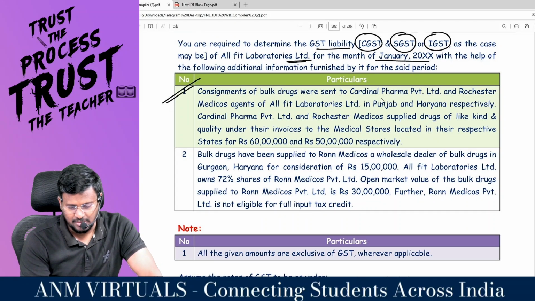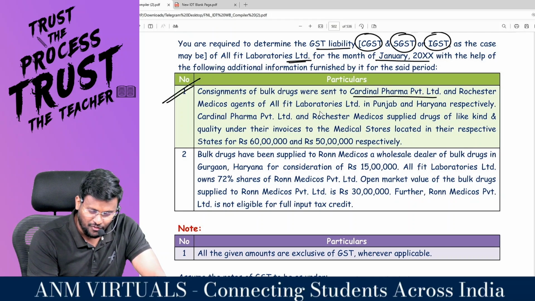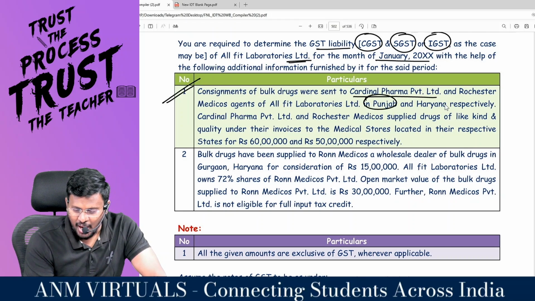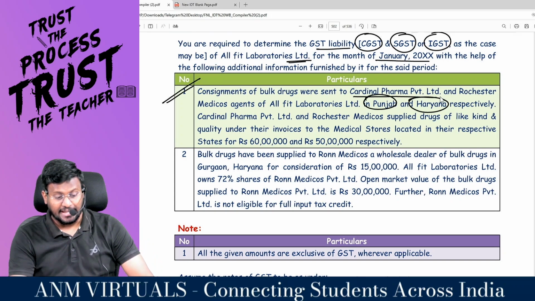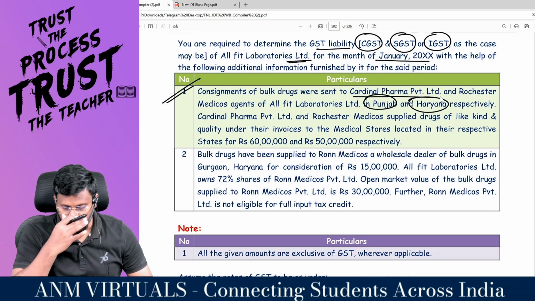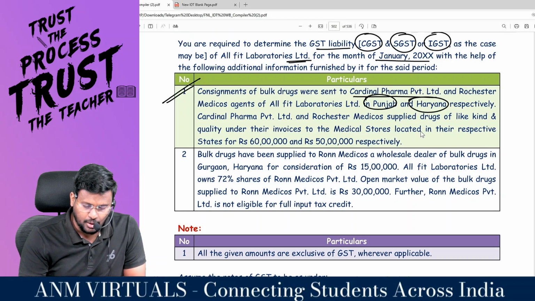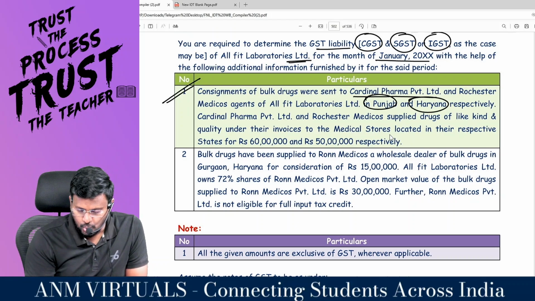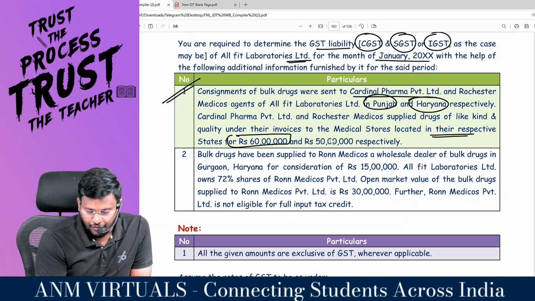Consignment of bulk drugs were sent to C Pharma Private Limited and Sir R Medicos, agents of Allfit Laboratories Limited in Punjab and Haryana respectively. So the principal has sent the goods to the agent. C Pharma Private Limited and R Medicos supplied drugs of like kind and quality under their invoice to the medical stores located in their respective states for 60 lakhs and 50 lakhs.